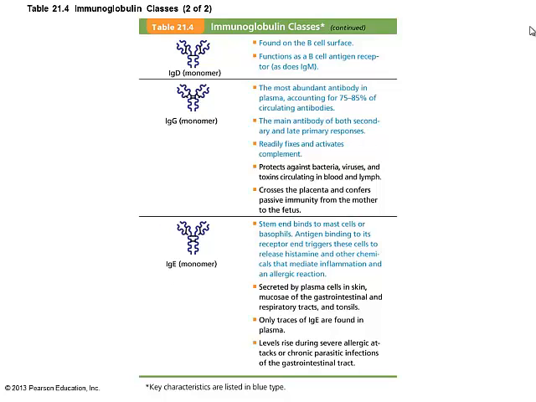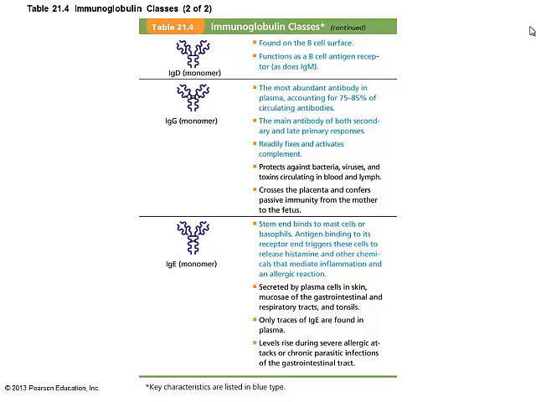Yes? Okay. So IgG, very important, very abundant, and important to remember that's the circulating guy. Can also cross the placenta and help with passive immunity.